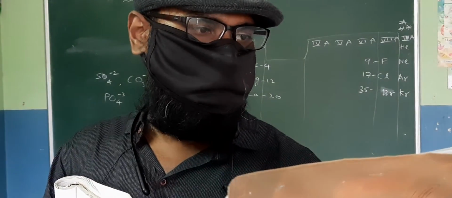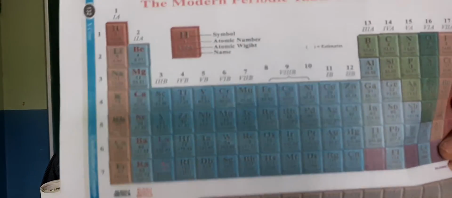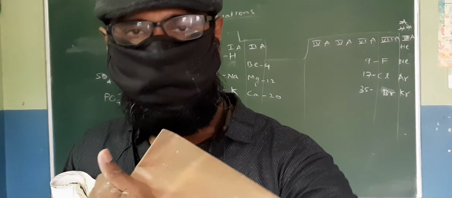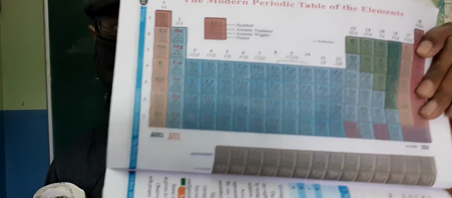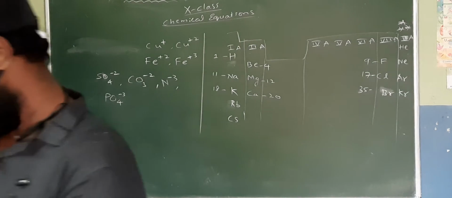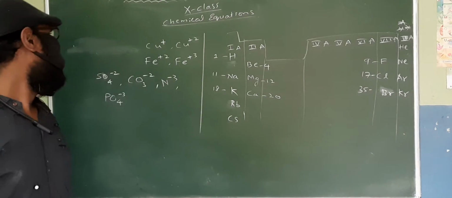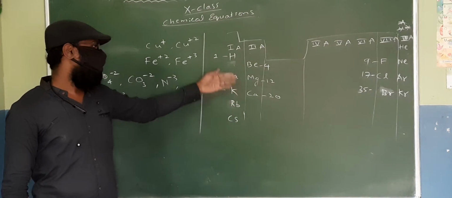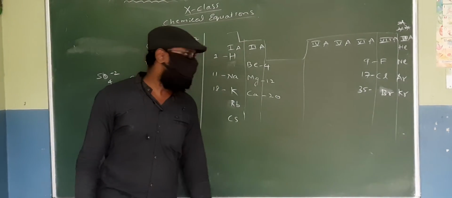The periodic table that you have with you. The page number is 132 in the book, and somewhere around 132 in the new book. The old book has a different page number, but try to find it. So here I have written a rough diagram of the periodic table to take note of the atomic numbers.